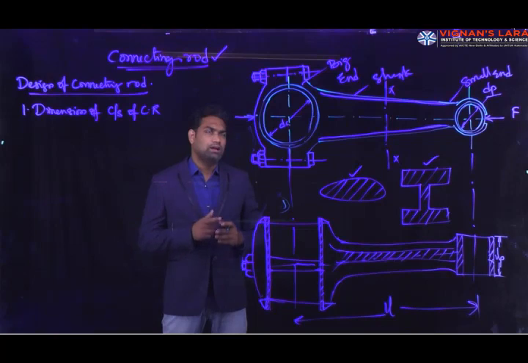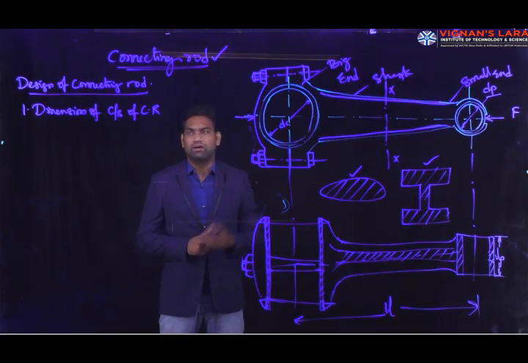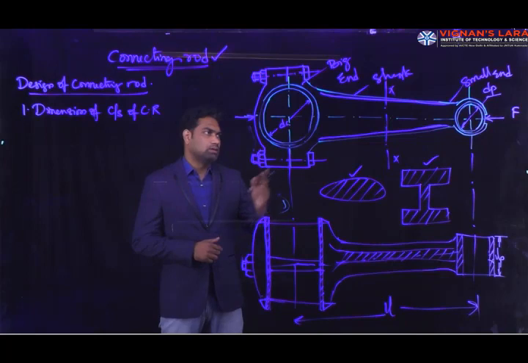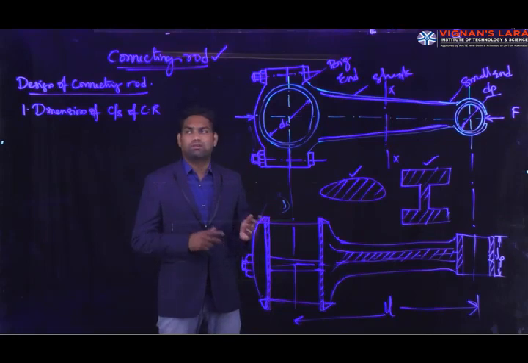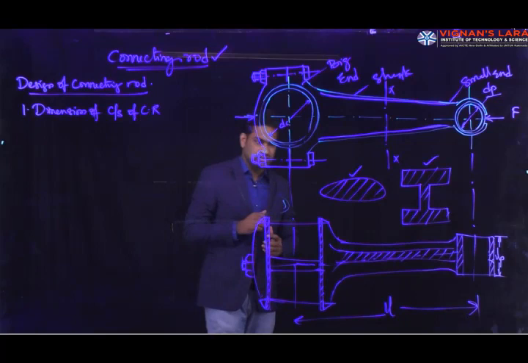Compared to the tension, the compression force is very much greater, so the design of the cross section of the connecting rod considers only the compression, that is the connecting rod under compression load. The total cross sectional details of the connecting rod are calculated by considering it as a strut.